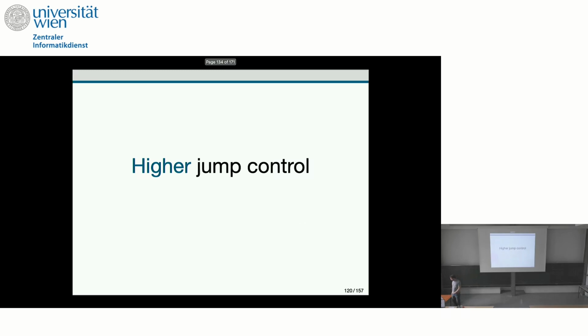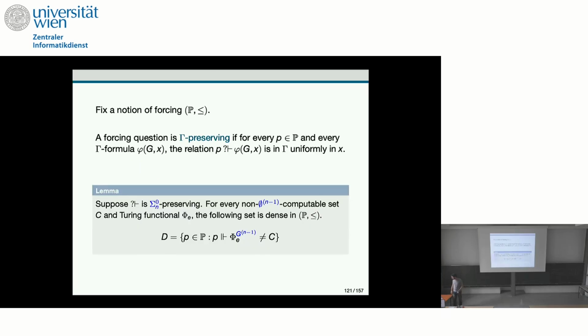So let's look at a higher setting. When I say higher setting, I mean higher levels of the arithmetic hierarchy. From a purely abstract viewpoint, as a framework, it's exactly the same. So the proofs are exactly the same, in the sense that, for example, recall that the forcing question is gamma preserving for a family of formulas gamma if the relation has the same complexity as the formula which is questioned.